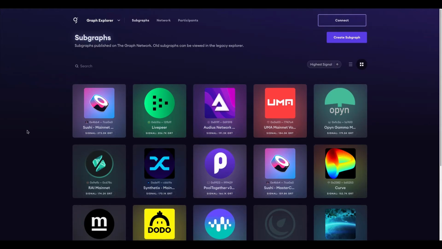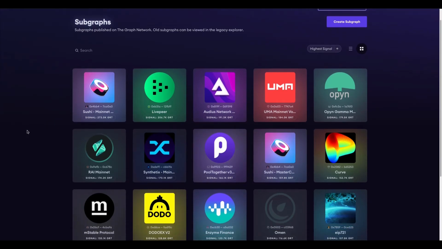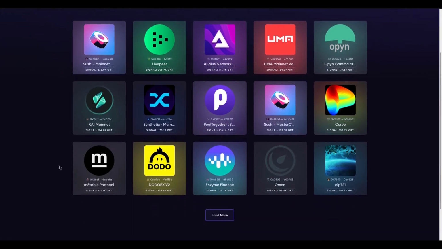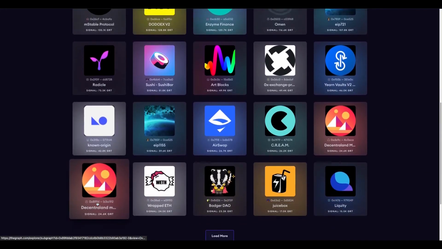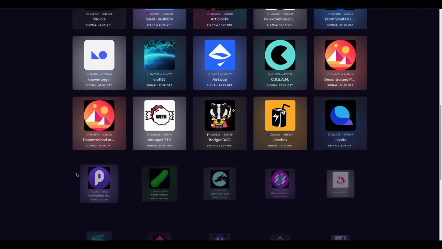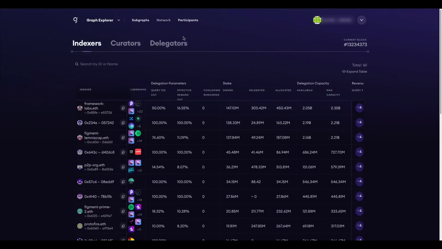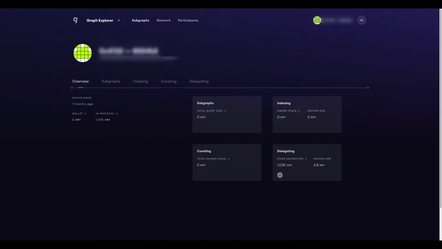So this is the Subgraph Explorer. As you can see, Pull Together. There's a video I made, so Pull Together is using subgraphs. So yeah, this is basically all of the DApps, DAOs that are utilizing GRT. Really cool. Yep. So just want to show a couple of things. So this is my address.